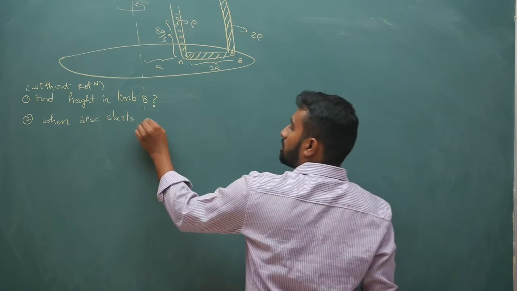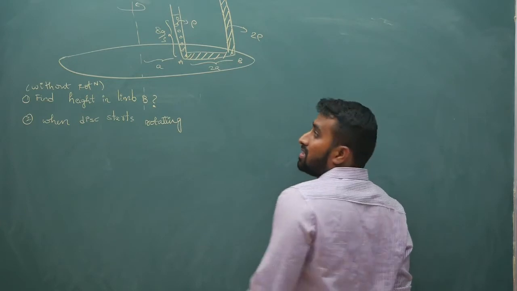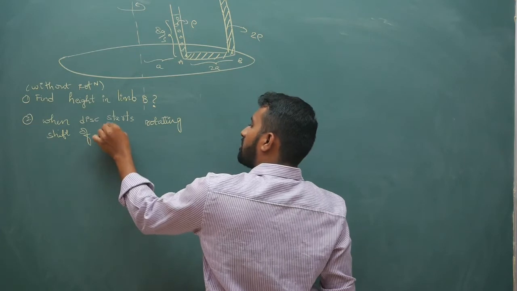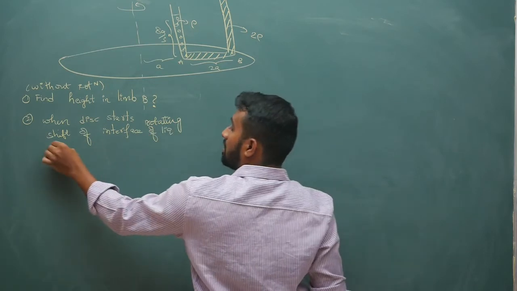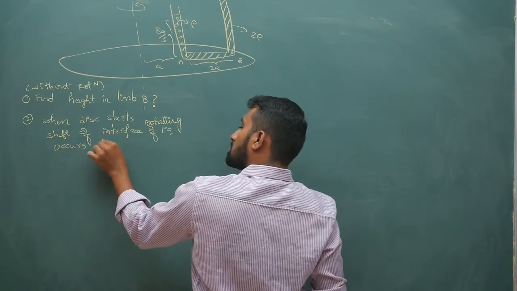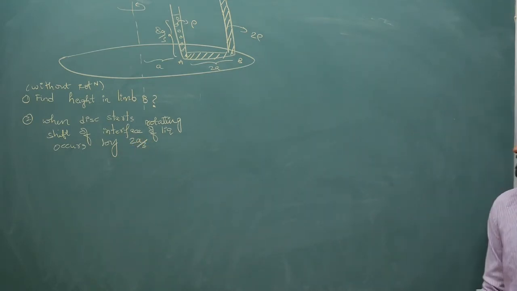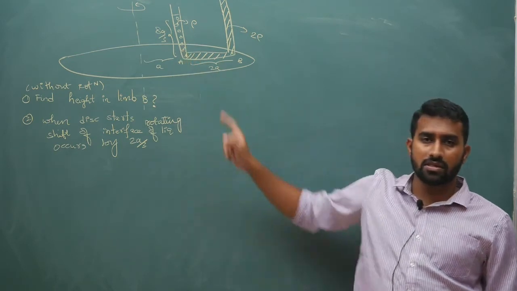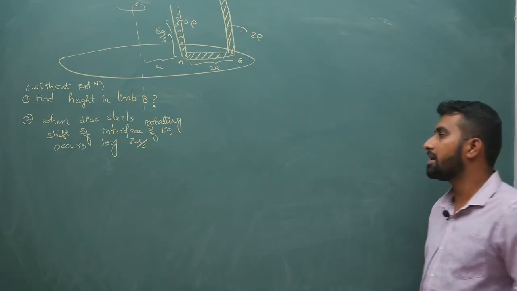When disc starts rotating, okay, shift of interface of liquid occurs by 2a by 3. Okay, so that means this junction of these two liquids of density rho and 2 rho, it is shifting towards right by 2a by 3. Okay. In such a case, find Pb minus Pa at omega.